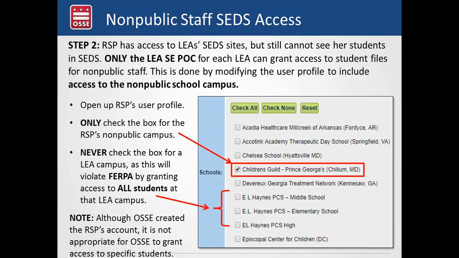Please, please, please make sure that a non-public staff member only has the box checked for their campus. If you check a box for another campus, including one of your LEA campuses, that will open up access for that non-public staff member to other students that they should not have access to, which is a FERPA violation. So please, anytime you are trying to set up access for a non-public staff member, make sure only their non-public campus is the box that is checked.